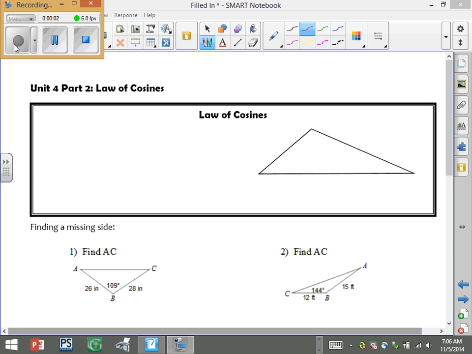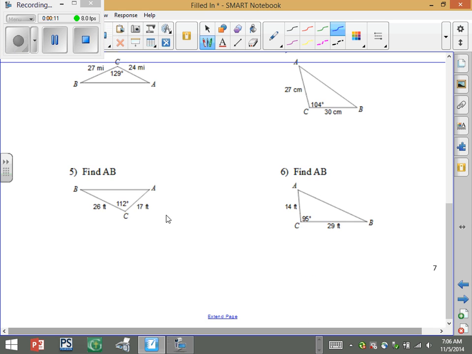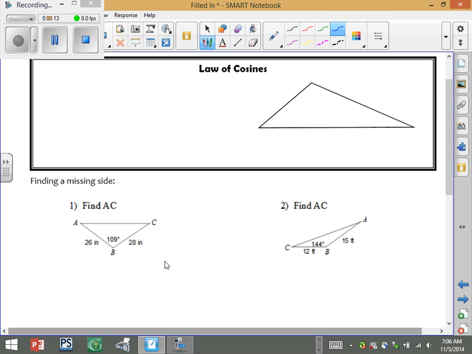We'll take a look at the law of cosines in this video. So sometimes the law of sines doesn't work in order to start solving some of these problems. So for example, this is page 7 in your notes. If you look here at this first example, we want to find the length of AC.